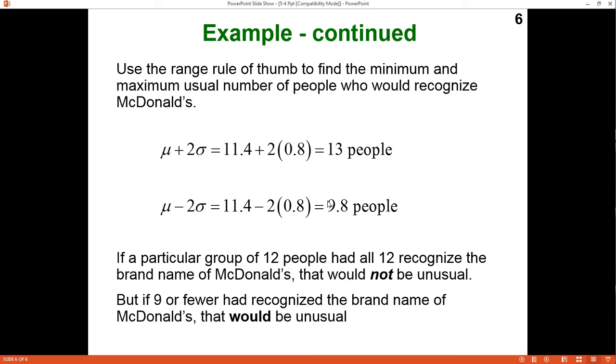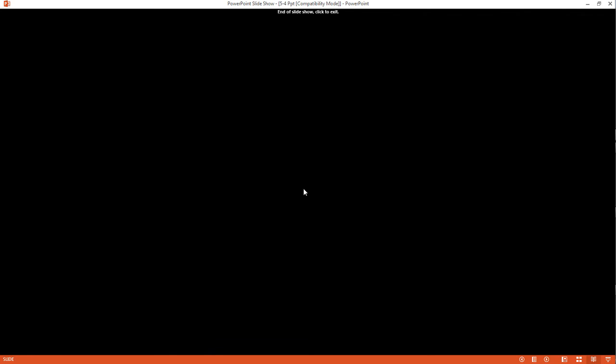So it would be fairly usual for 10, 11, or 12 adults out of a group of 12 to recognize the brand name McDonald's. But it would be unusual for 9 or fewer to recognize the brand name McDonald's. Okay? That is it in a nutshell.